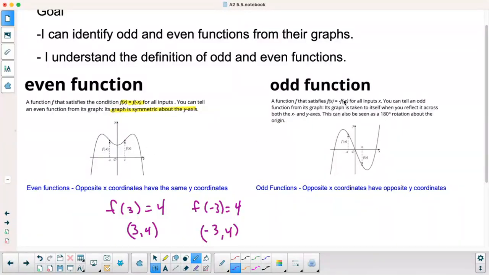All right, I don't really like this definition here for my odd function, so I'm going to change it. I'm going to say f of negative x equals negative f of x. Now what they had here was f of x equals negative f of negative x. It ends up being the same thing.